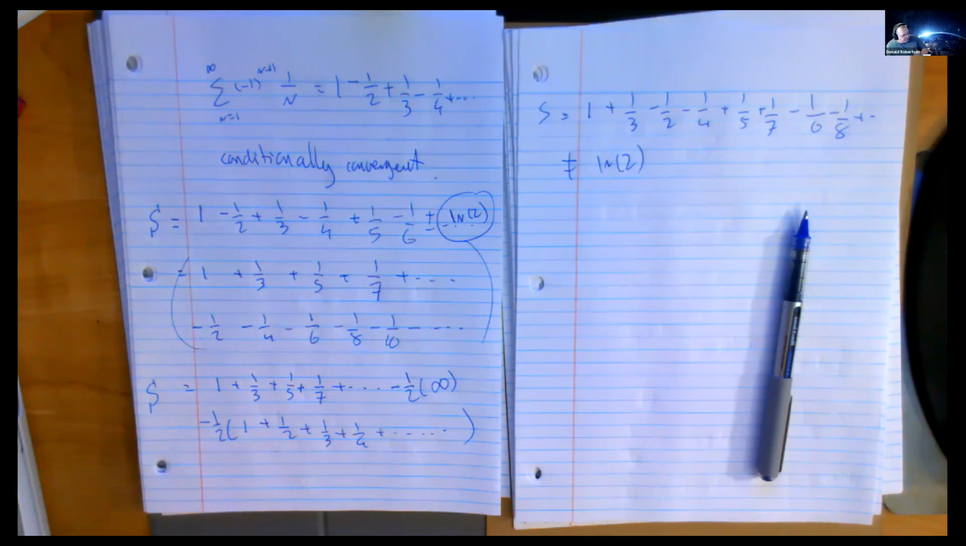Which means conditionally convergent series only converge to the number that you would get if you left the thing alone. If you start mucking about with them, you can make them converge to other things. You can even make them diverge.